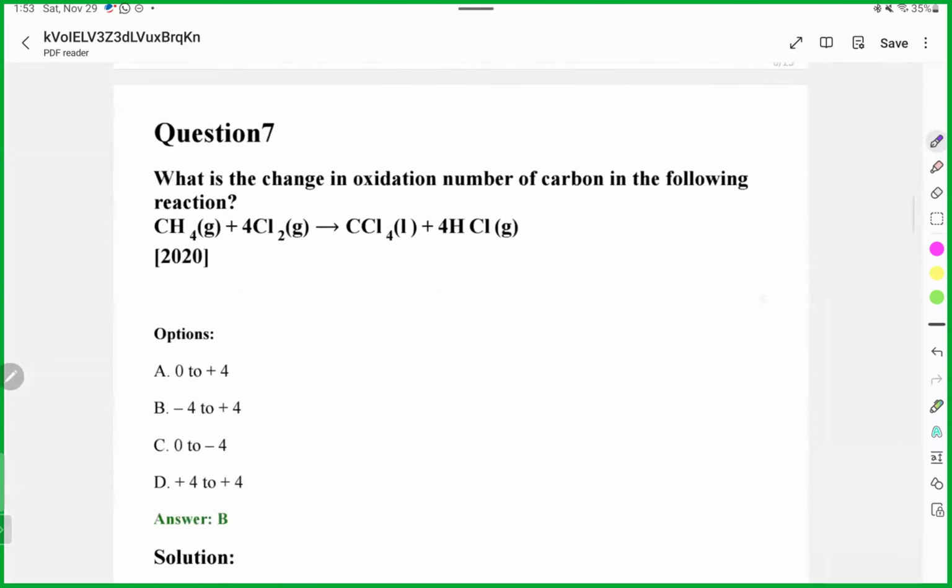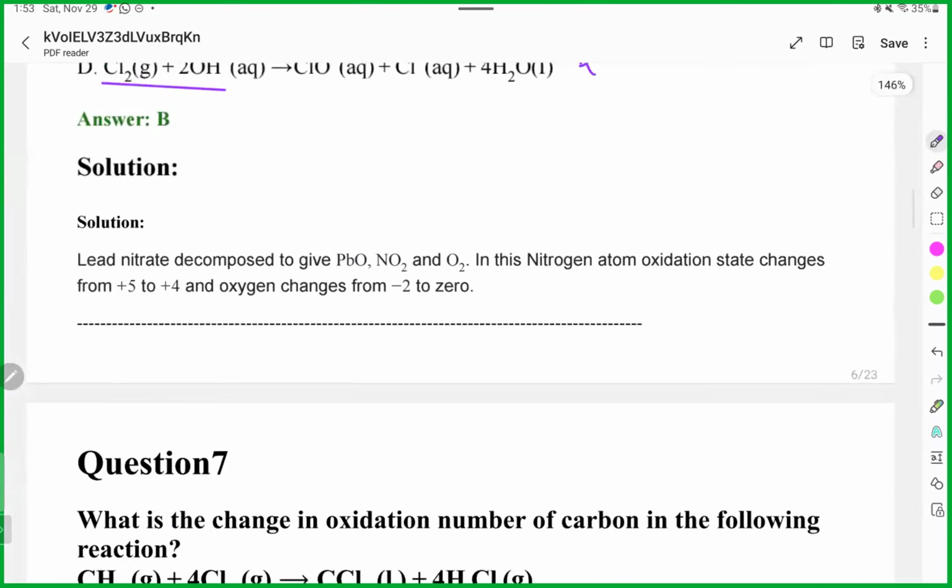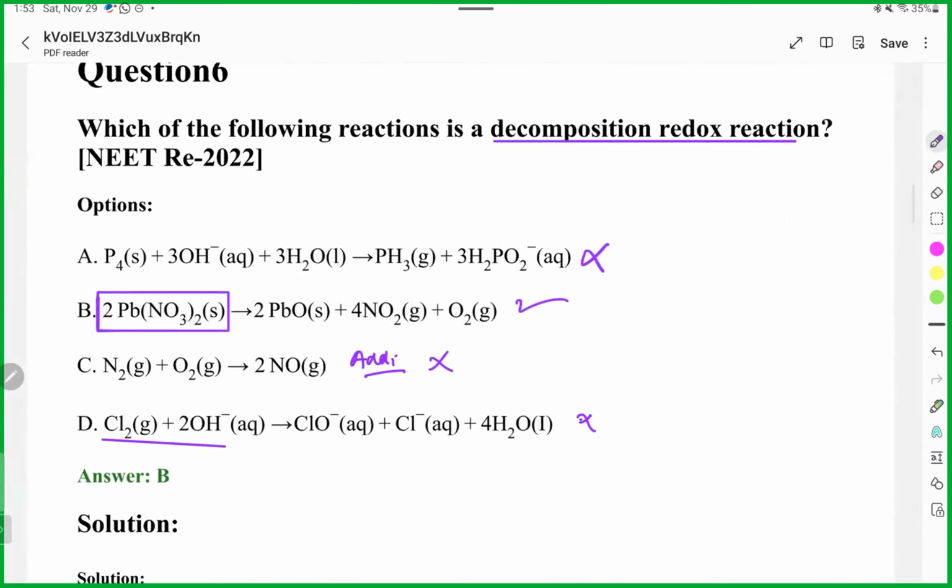Decomposition reaction means something breaks down, and from one, multiple molecules will form. One reactant will form multiple products. Here you have one reactant and 3 products. So the fourth one is the decomposition one, the breakdown.